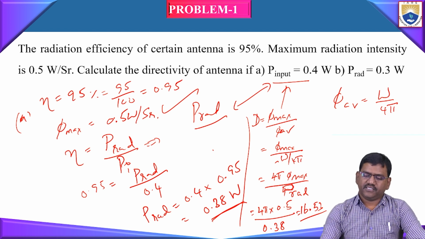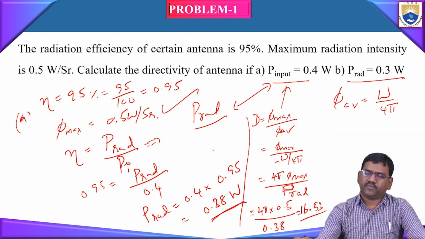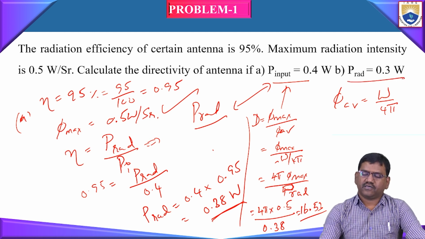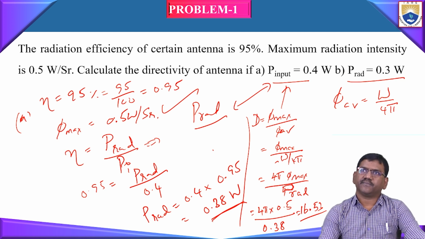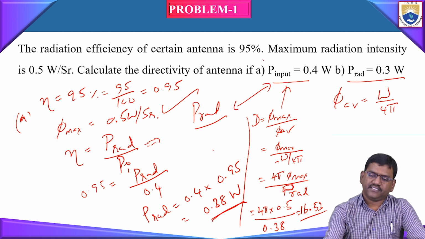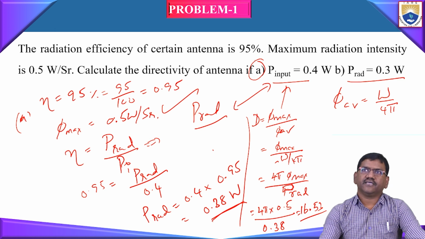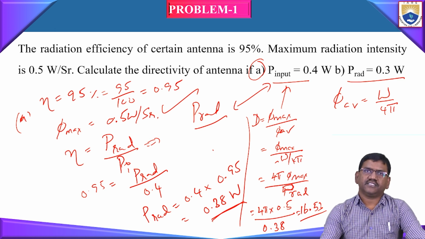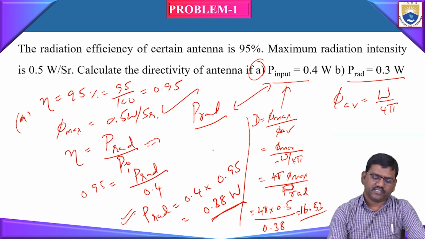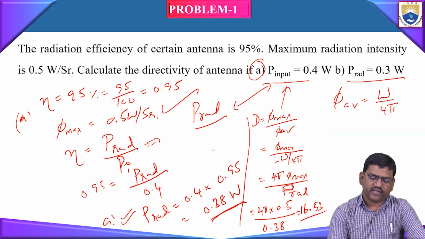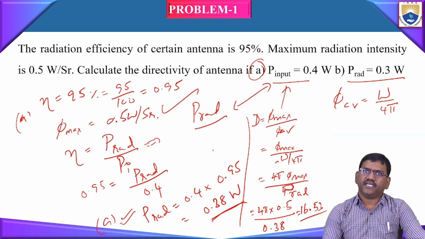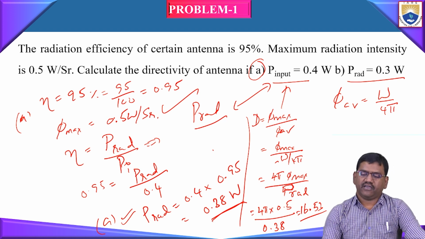Now the next problem is P rad equal to 0.3 watts. So already it is given in the problem as P rad, so we need not calculate P rad separately. But for the first case, part A, P rad is not given, that is, the radiated power is not given. Hence we have calculated this P rad value for A. But for B, it is given directly as P rad, so we can directly calculate the value of D.